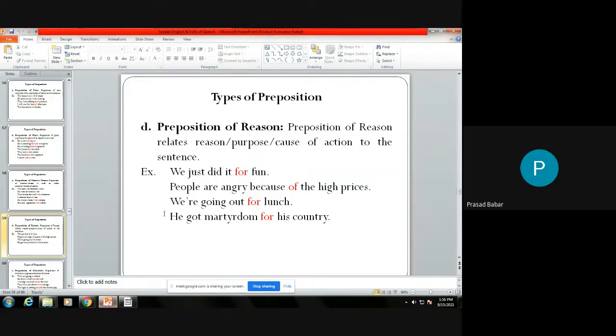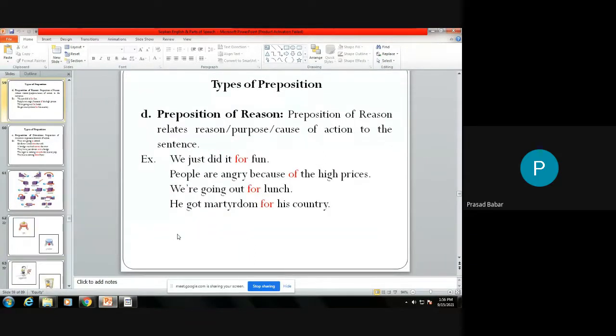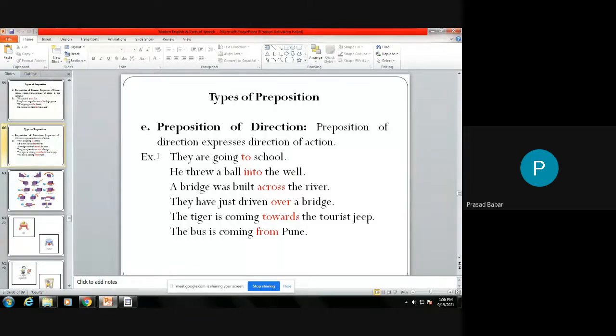Then the fifth and final type of preposition is the preposition of direction, which shows the direction of action. So let's discuss its definition first. A preposition of direction expresses the direction of action, in which direction that person is going, or in what direction that bus is traveling. It is shown by the preposition of direction.